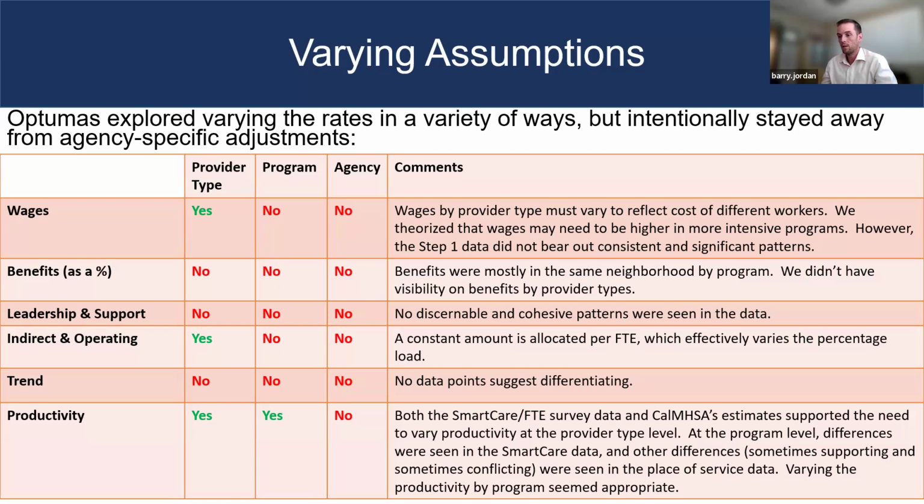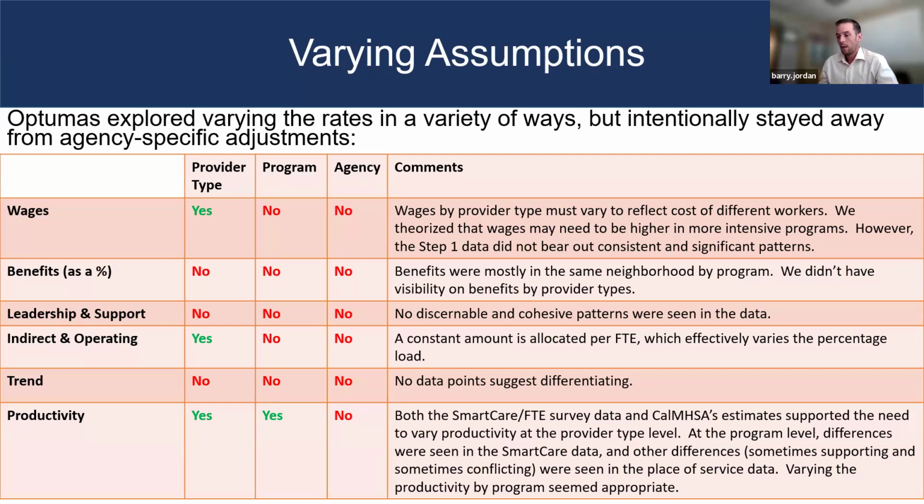The benefit load does not vary at provider type or program level. This is built in as a percentage that's consistent across all types. And generally, these were pretty consistent and within the same ballpark at the program level. And we didn't have specific visibility on benefits by provider type. The leadership and support adjustment also is consistent across provider type and program. There was not any discernible or cohesive patterns that we observed within the review of the data.